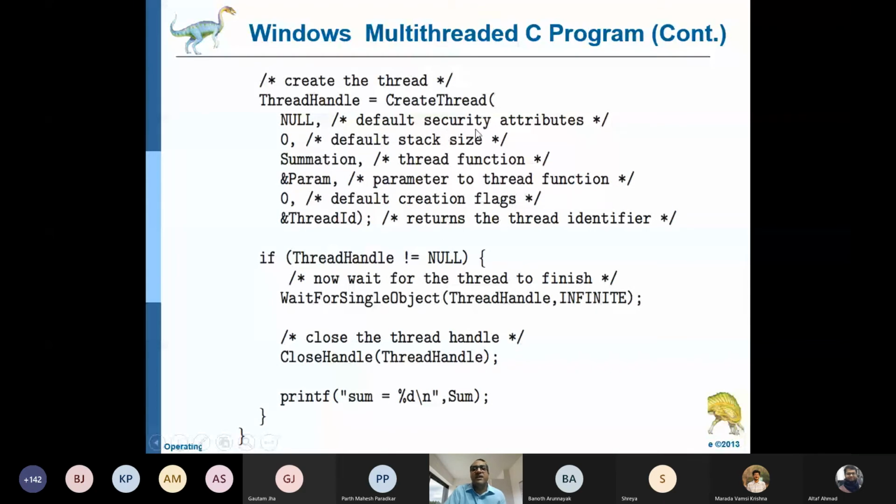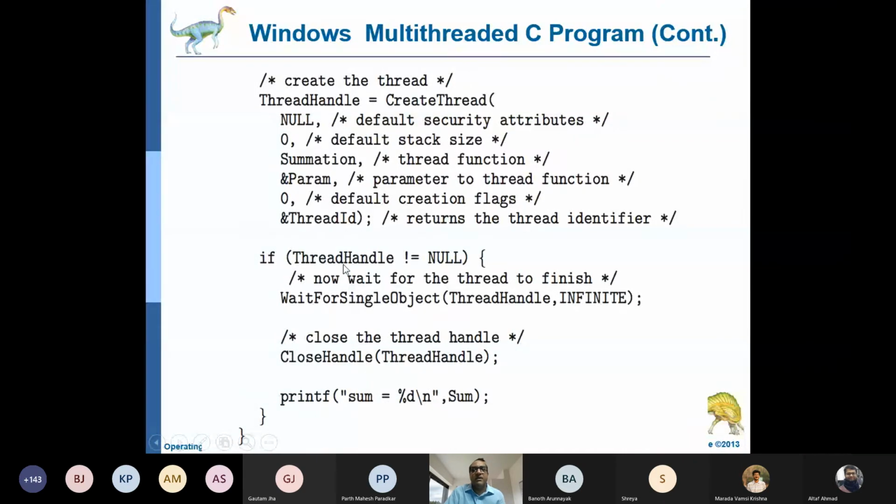For creating a thread, it requires certain attributes, which are mentioned here. What is the stack size? What is the thread function, where does it start? What are the parameters to be passed to the thread function? What are the flags? All these things you can pass for creating a thread.